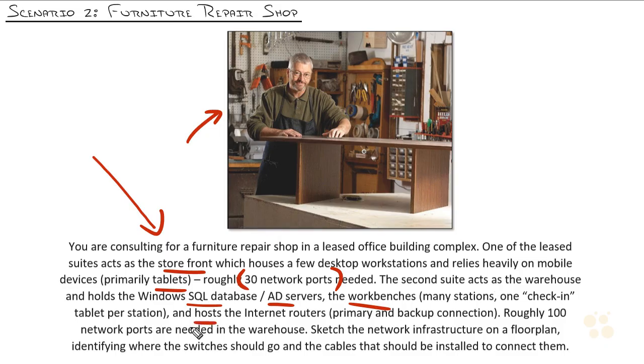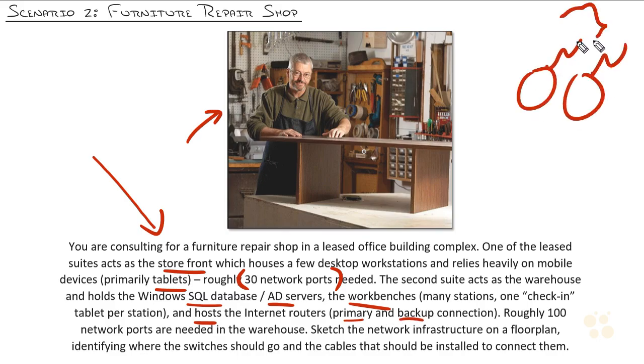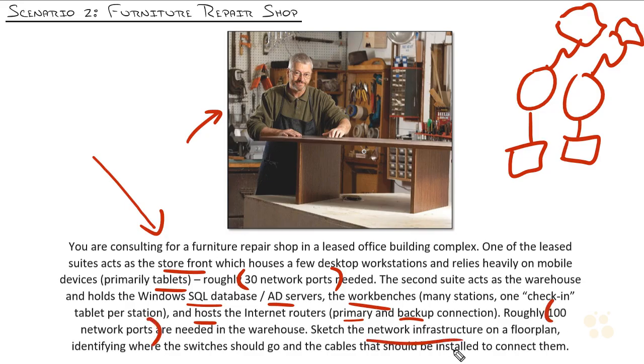And the warehouse hosts the internet routers, which has a primary and backup connection. So think of two routers coming in. You've got your primary internet connection and your backup internet connection that feeds into switches that might be in place there. Roughly 100 network ports are needed in the warehouse. So sketch the network infrastructure on the floor plan, identifying where the switches should go and the cables that should be installed to connect them.